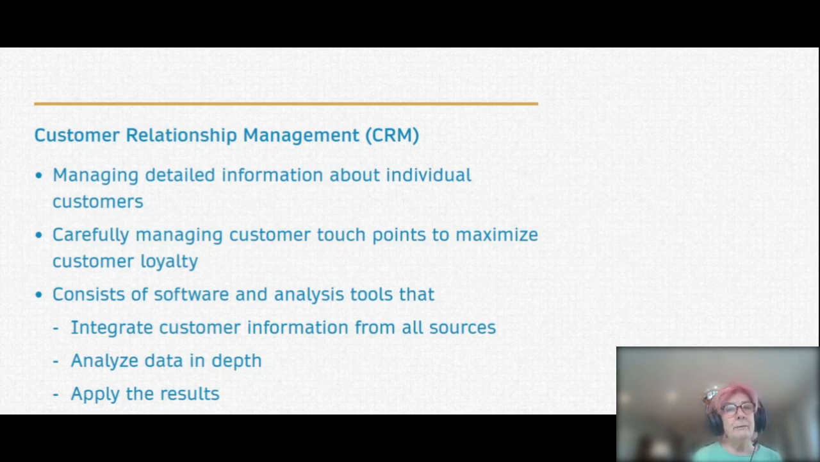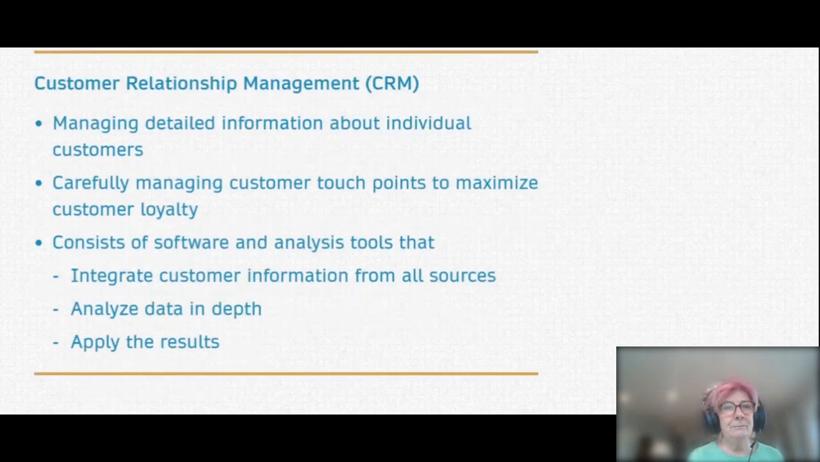So it will bring all that information together to give you a very personalized interaction whenever you meet with that business, whether that's online or over email or in person. So typically a CRM system will consist of software and analysis tools that integrate all of that information, that do deep analysis of that information and apply the results to better help us when we interact with the business, and of course, to better help the business sell its products to us.